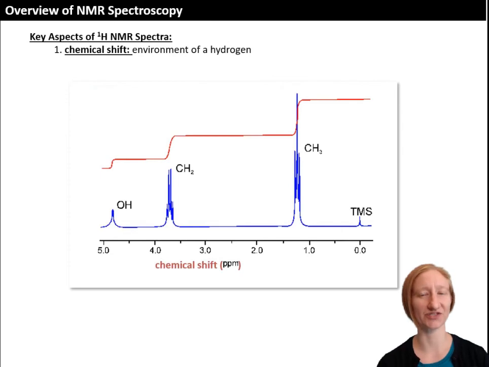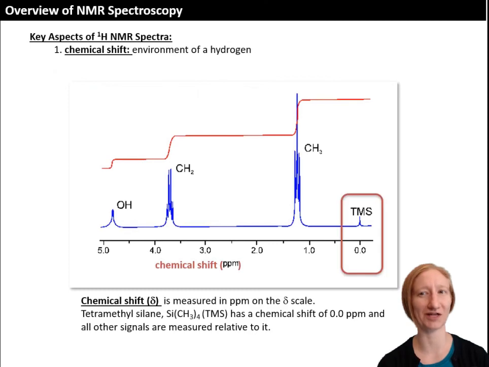It tells us if that hydrogen sits on an sp3 or sp2 hybridized carbon. And it tells us if that proton is near an electron withdrawing group. The chemical shift is measured on the delta scale in units of ppm, or parts per million. And these days, in modern NMR spectroscopy, the chemical shift is measured relative to a standard compound, and that standard is tetramethylsilane. This is a silicon with 4 methyl groups bound to it. And tetramethylsilane, or TMS, is set as the 0. So by convention, it has a chemical shift of 0. All other signals are measured relative to TMS.